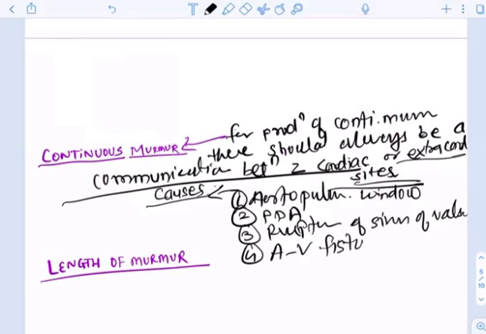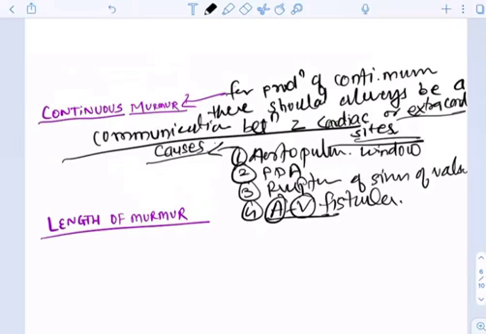Fourth is arteriovenous fistula. Why arteriovenous fistula? Because there is communication between artery and vein, so there will be production of turbulence of the blood flow. So these are the causes of continuous murmur, and we have seen why the continuous murmur is produced.